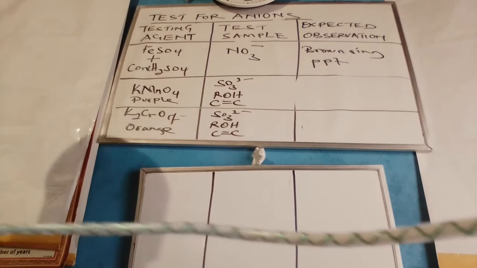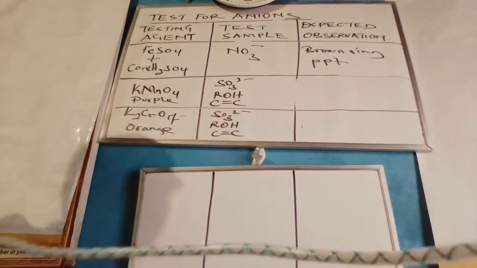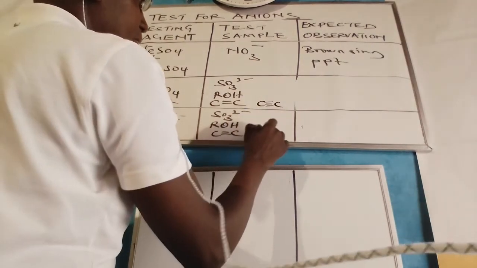Therefore, what do we expect? Whenever you use the oxidizing agents, namely potassium manganate 7 or potassium dichromate, we expect them to decolorize reducing agents such as sulfides, alkanols, and unsaturated hydrocarbons such as alkenes and alkynes. In this case, alkynes are triple bond molecules, while alkenes are double bond molecules.